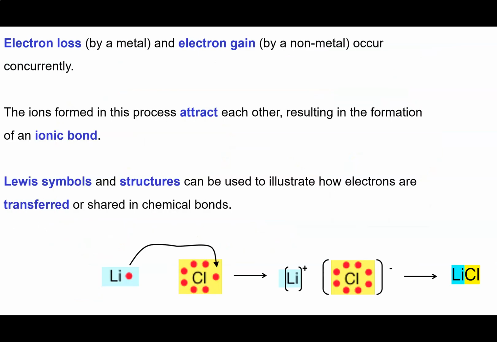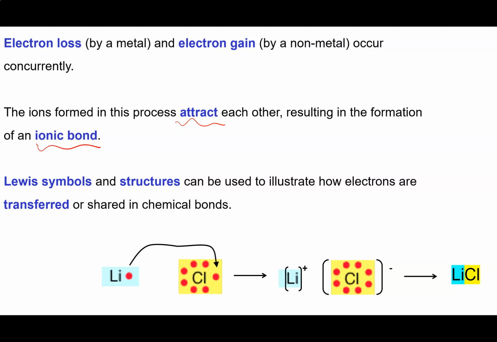So electron loss by the metal and electron gain by the nonmetal occur concurrently. The atoms collide and there's a transfer of electrons. The ions that are formed as a result of electron transfer will be attracted to one another, and that's the origin of what we call the ionic bond. So the electron transfer results in the atoms becoming stuck to each other.